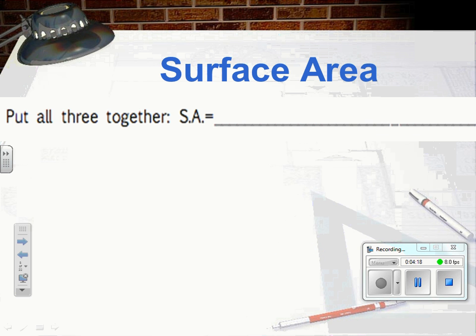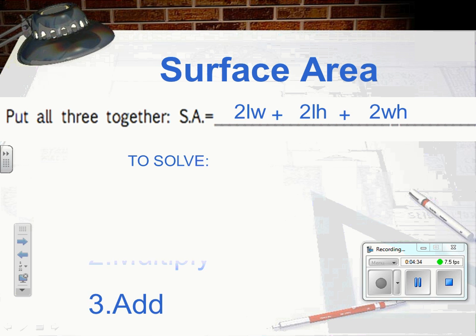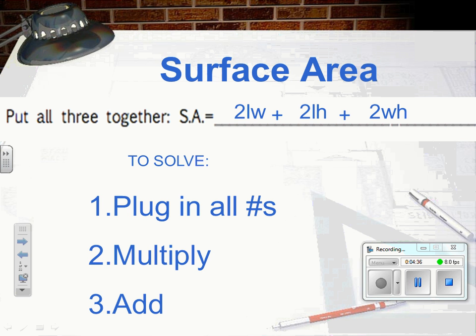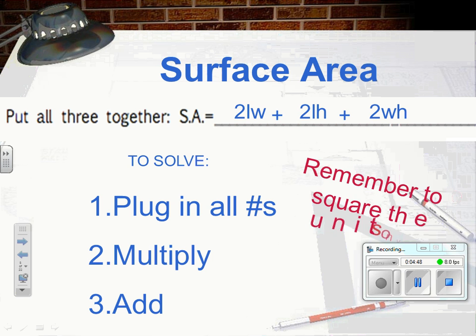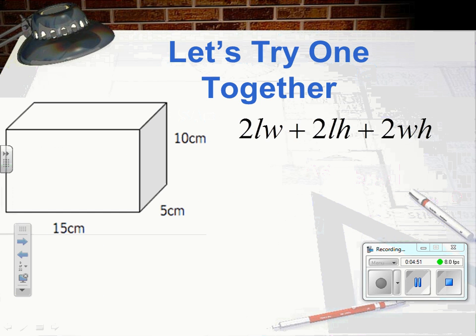So if we put it all together, our surface area is 2 times length times width, that was our side A and the back, plus 2 times length times height, plus 2 times width times height. So here we want to solve it. In order to solve it, we're just going to plug in all the numbers, multiply, and then add it up. Again, we have to follow the order of operations: plug it in, multiply, and add. And then our answer is in square units.